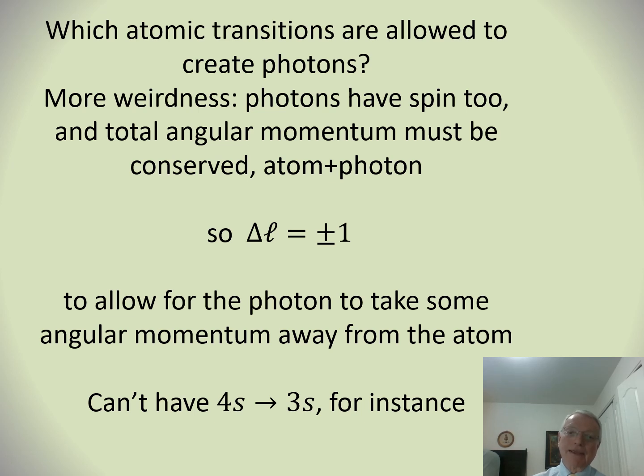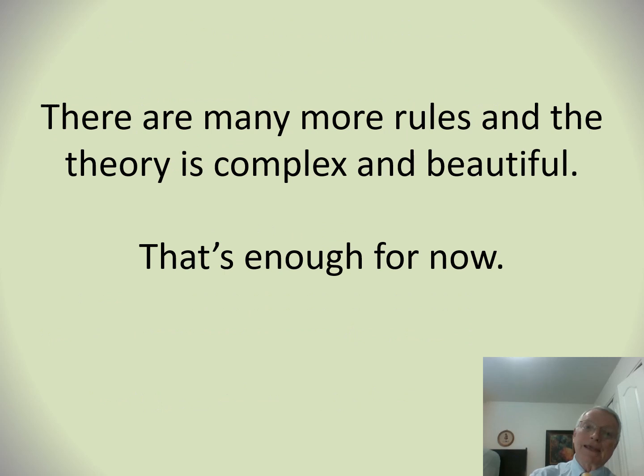So this means, for instance, you can't have a transition from a 4s state to a 3s state, because S has angular momentum 0, and if you go from 0 angular momentum to 0 angular momentum, you cannot emit a spin 1 photon with 1 unit of angular momentum. It wouldn't conserve angular momentum, and so that transition, we say, is forbidden. Can't happen.